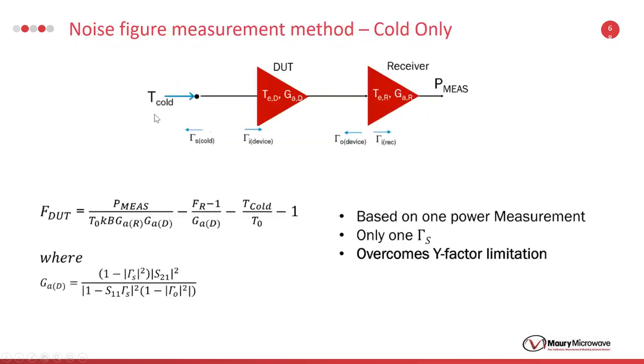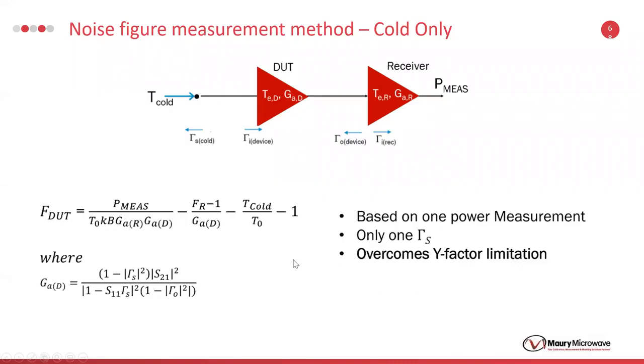Before, in hot cold, as the noise source changes from cold to hot, my gamma source may change also. And this is not taken into account in the calculation. So this can be a source of error.